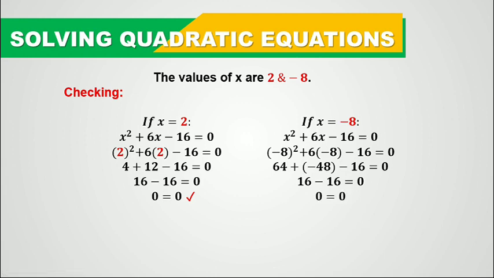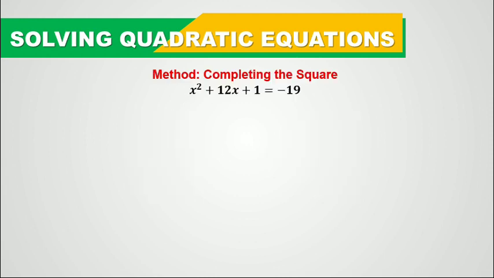So the other value of our x here is also correct because it satisfies the given quadratic equation. All right? Let's try the second example for you to understand this method better. We have here x squared plus 12x plus 1 equals negative 19. Again, the first step is to copy the given quadratic equation. So let's copy x squared plus 12x plus 1 equals negative 19.